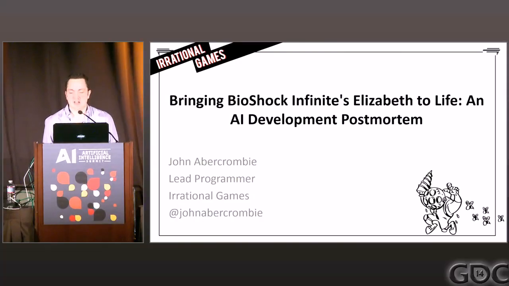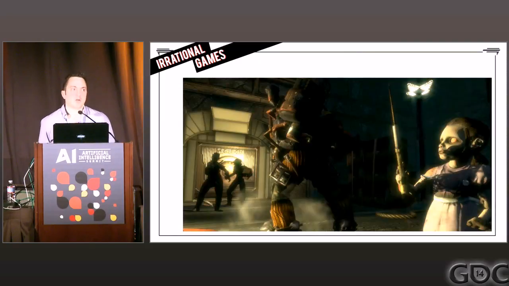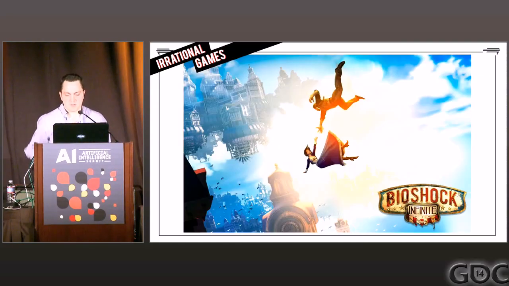So my name is John Abercrombie, and for the last 6 years, I've been the lead programmer of the gameplay team at Irrational Games. Previously, I worked as the AI lead for both SWAT 4 and BioShock 1. Although I was previously working on AI for 2 awesome projects, for BioShock Infinite I wanted a different challenge than working on AI, and I worked as lead programmer for most of the project.